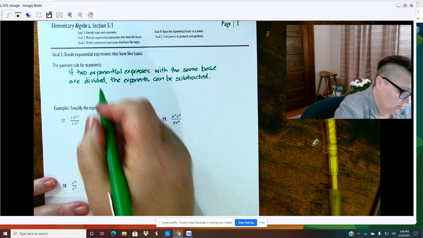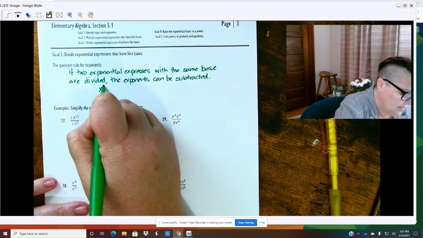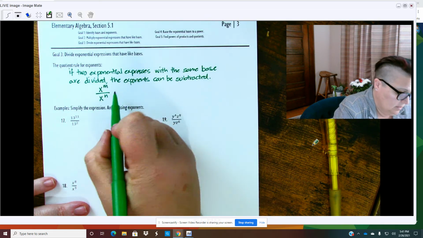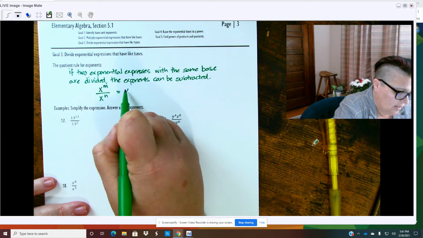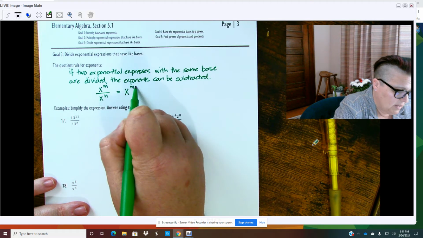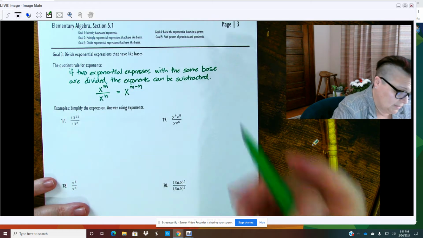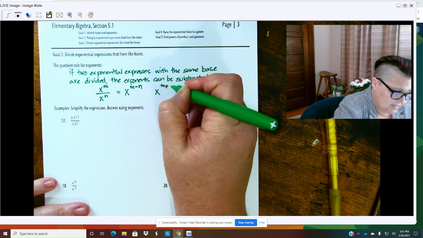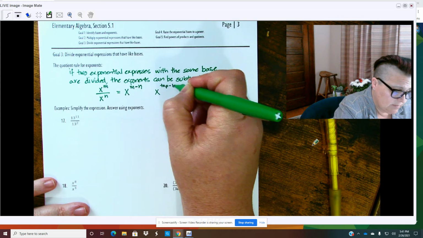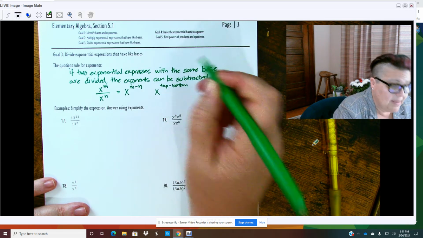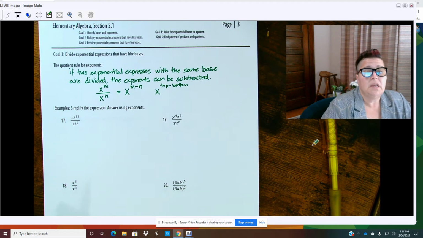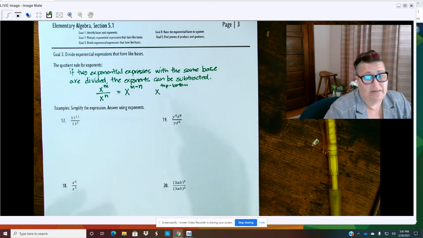This is put together like if you have an x to the m over an x to the n, this would be the same as x to the m minus n. Notice we're taking the top exponent minus the bottom exponent. And that's always going to be true. It's always going to be the top exponent minus the bottom exponent, right? You have to, again, have the same bases.